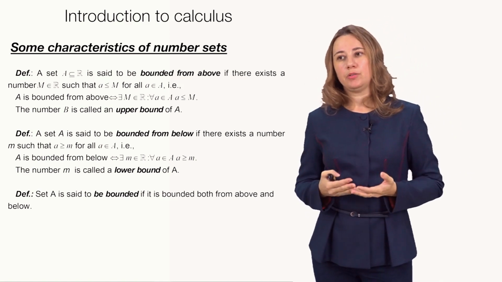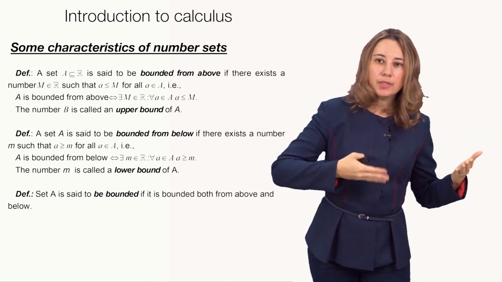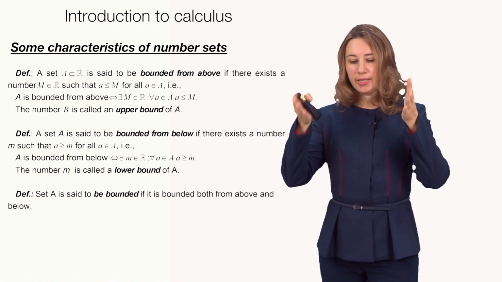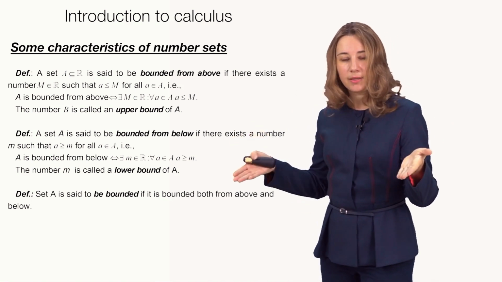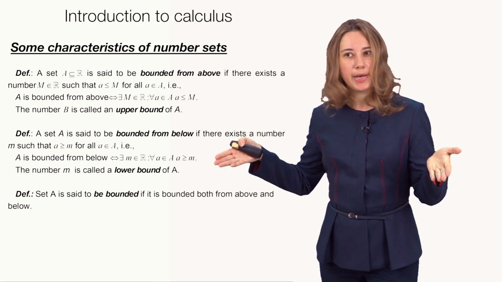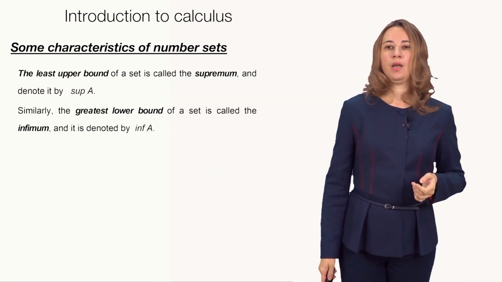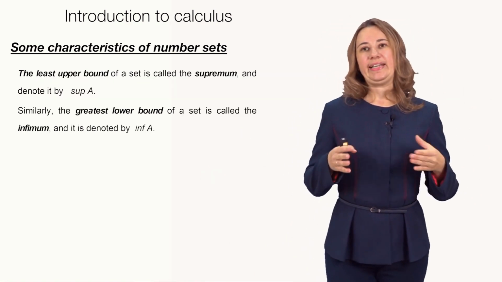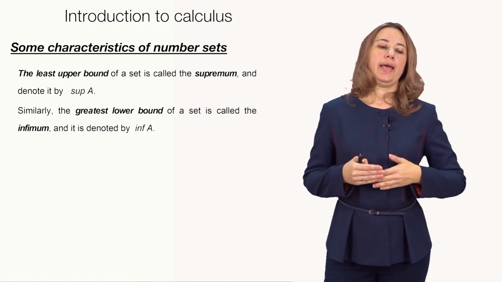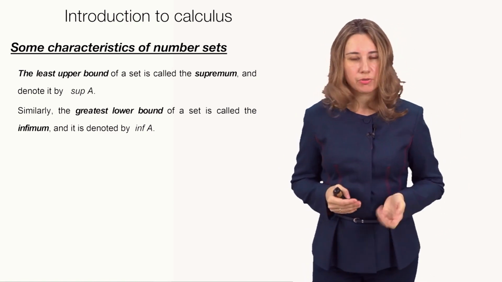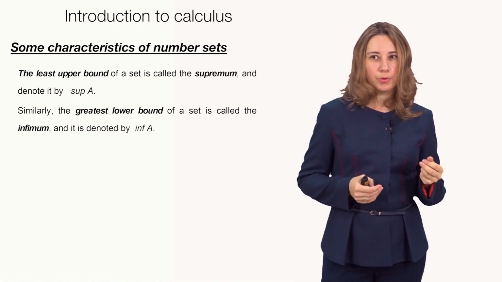A set A is bounded if and only if there exists a real number m such that the absolute value of a, where a is an element of our set A, is less than or equal to this number m for all elements from our set A. Well, the least upper bound of a set is called the supremum, and it is denoted as shown on the screen. The greatest lower bound of a set is called the infimum.